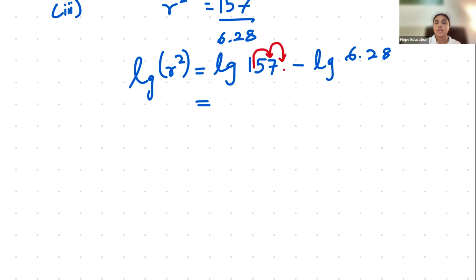From the default position here, the decimal place has moved 2 points back.